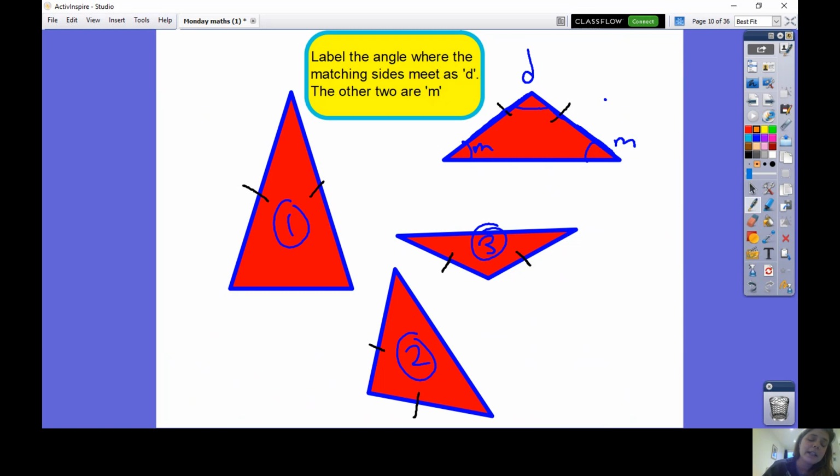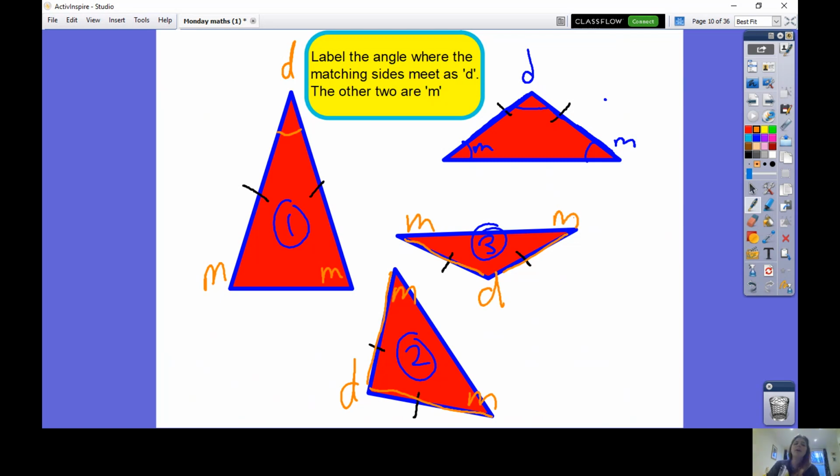So I need to look where the two equal sides are joining. Up here is angle D. These ones then are matching. So far, all of my angle Ds have been at the top, but that's not always the case. It's where the two equal sides are joining, and so in this instance, this angle here is angle D, making these two my matching angles. Let's look at this triangle then. They're joining at this angle, making that D, and these two are M.